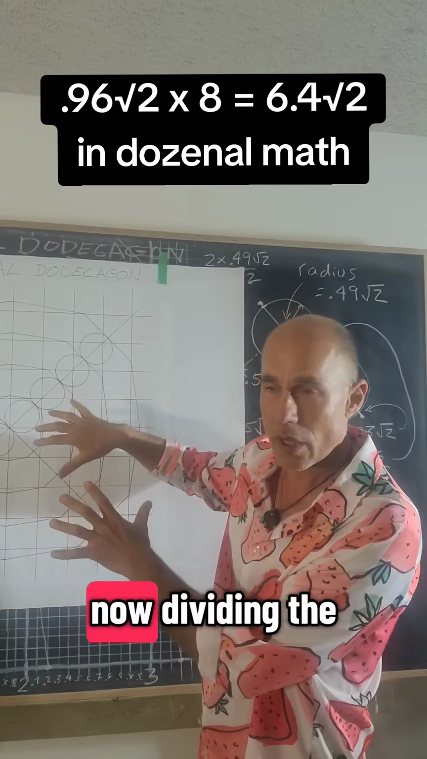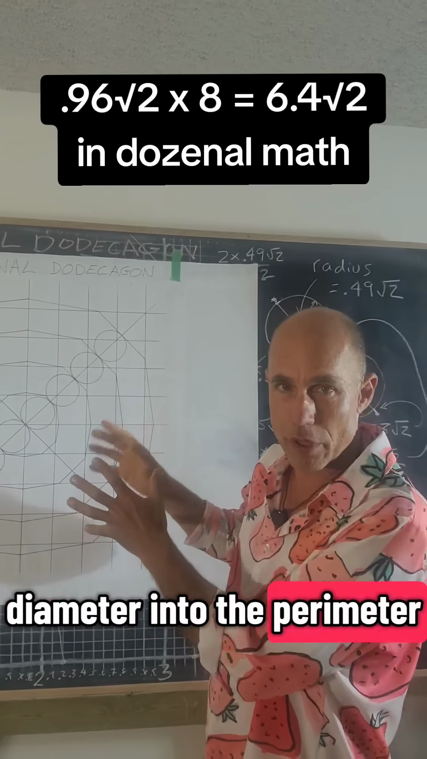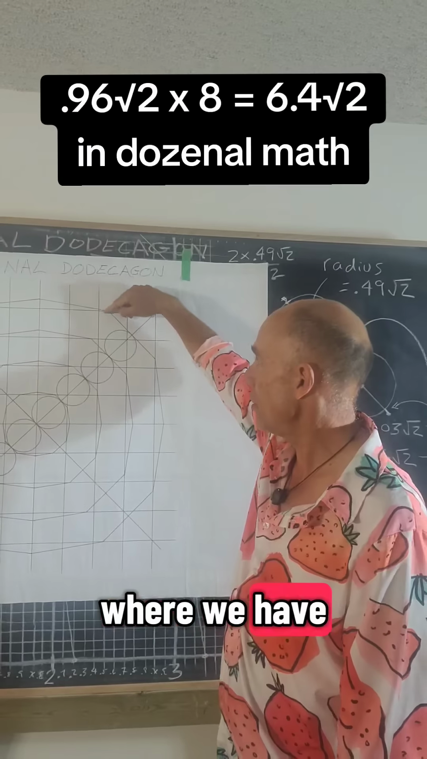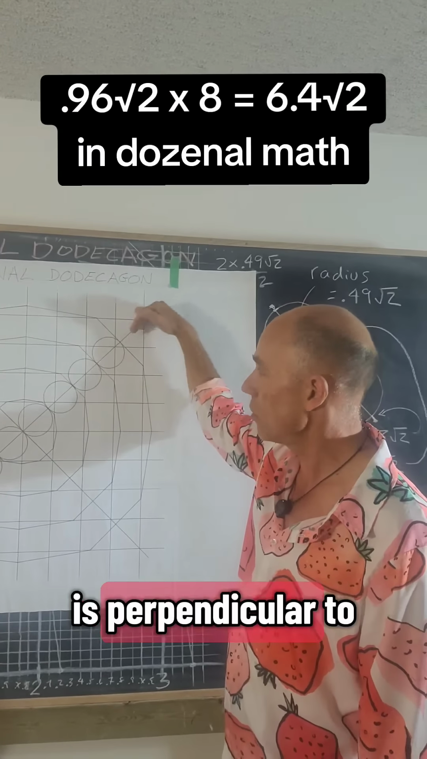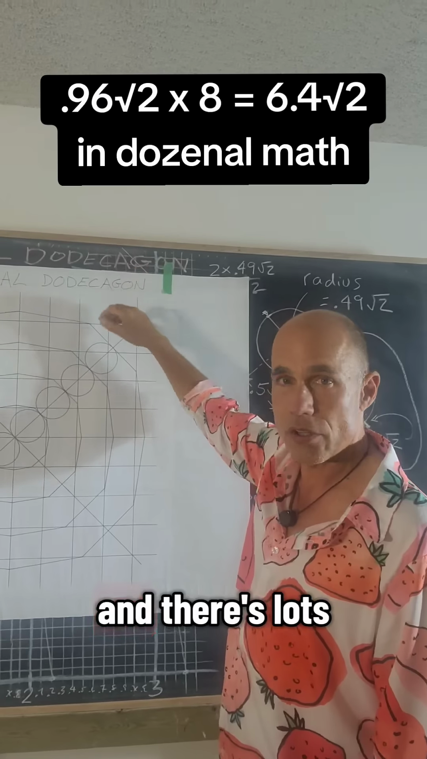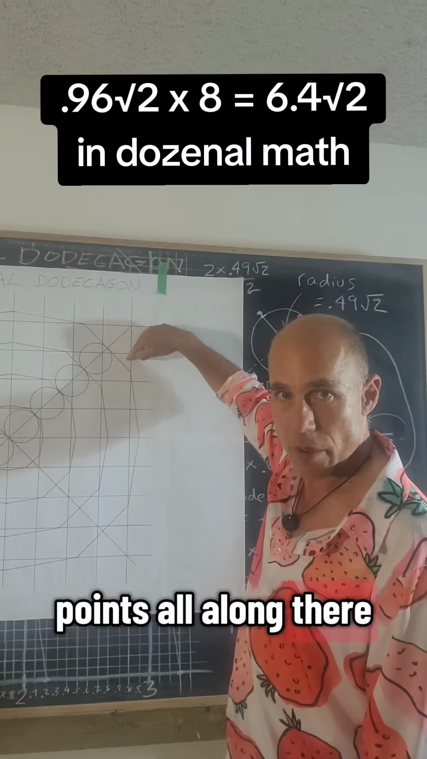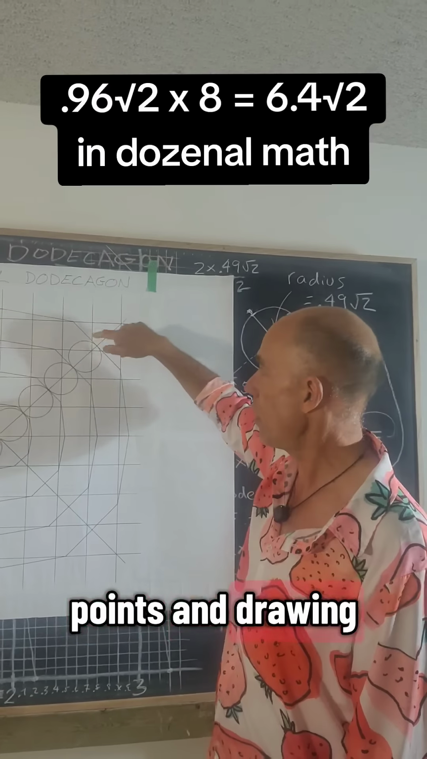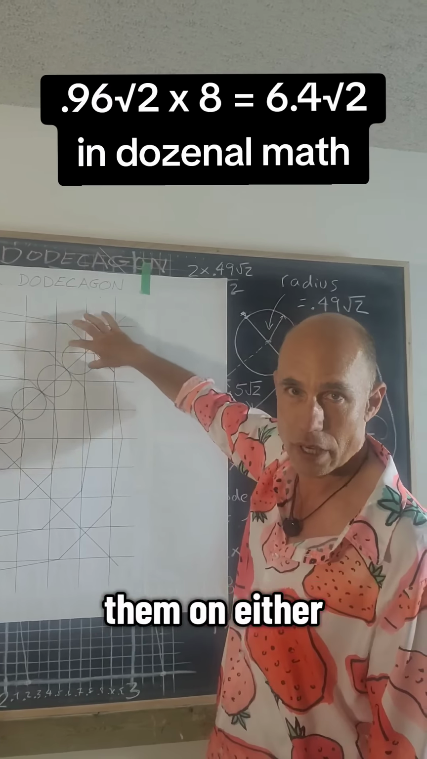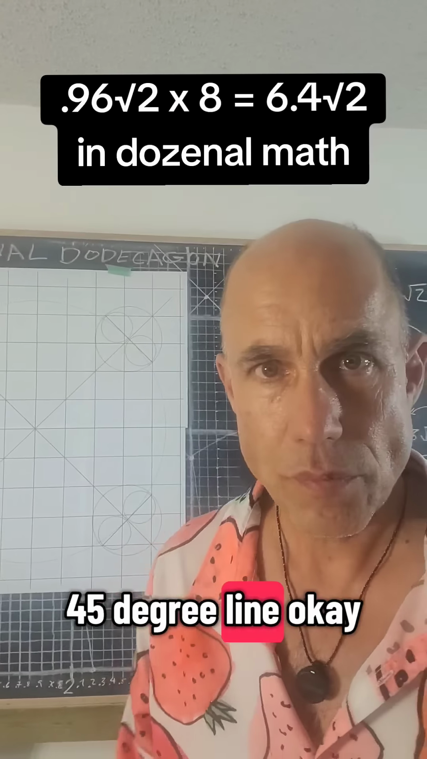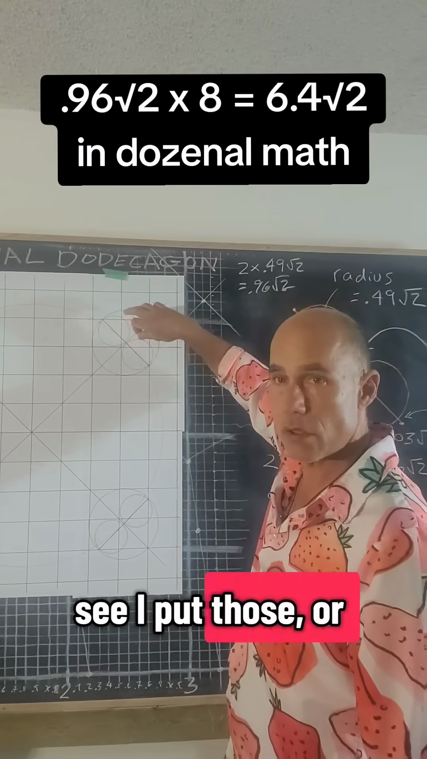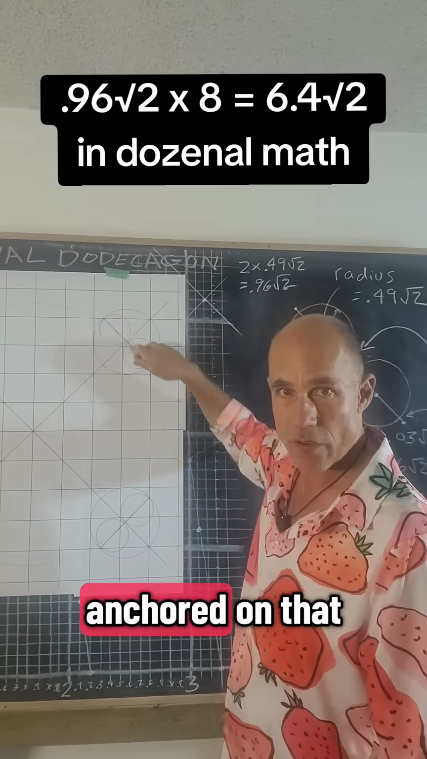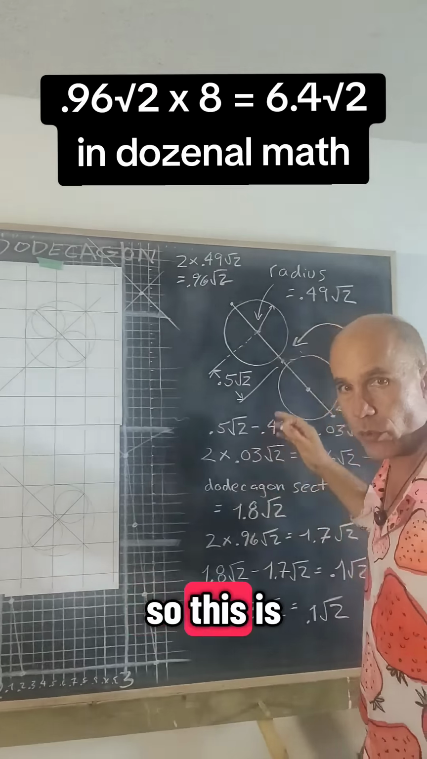Okay, so what we're going to do now is dividing the diameter into the perimeter. We're going to place these circles onto the corners of the dodecagon where we have this line that is perpendicular to the 45-degree line. And there's lots of little lattice points all along there. We're going to be placing our compass, this is my compass, on one of those lattice points and drawing these circles, basically placing them on either side of that 45-degree line. Okay, so you can see I placed those 2 circles on either side of that 45-degree line, anchored on that section of dodecagon. So this is what that looks like.